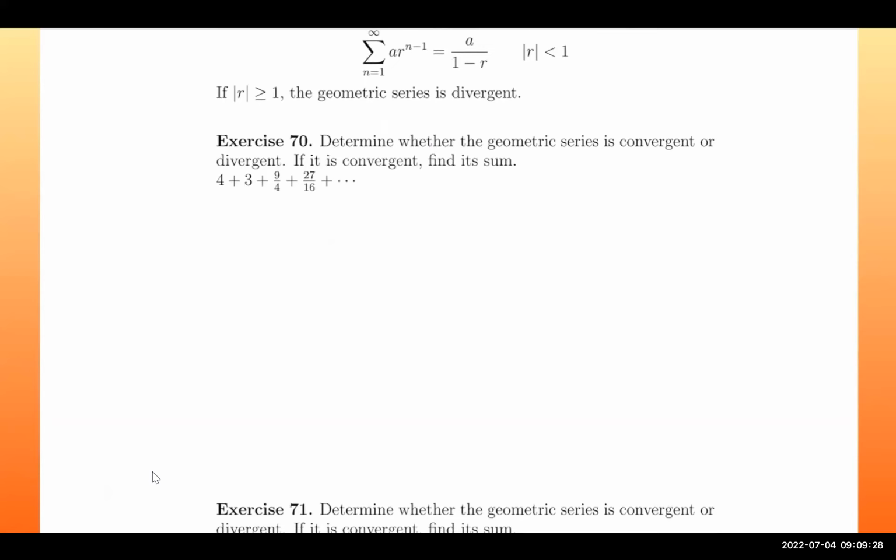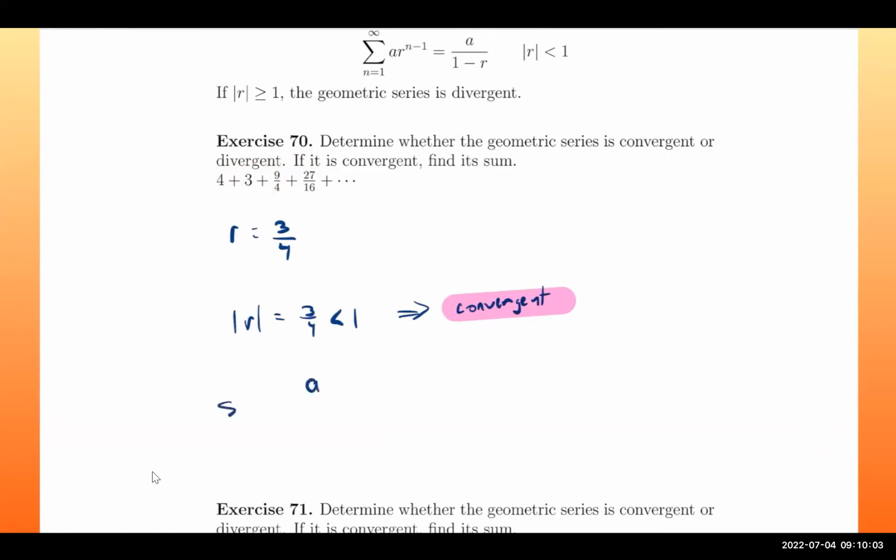The first thing you want to notice is that the common ratio is going to be 3/4. That is, if you multiply this by 3/4, you'll get 3. If you multiply this by 3/4, you'll get 9/4. If you multiply this by 3/4, you'll get 27/16, and so on. So now that we know the common ratio is 3/4, the absolute value of r is 3/4, which is less than 1, which means that it is convergent. And since it is convergent, that means we can find the sum.